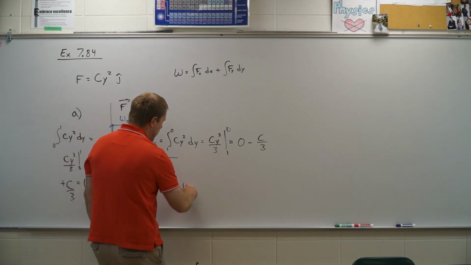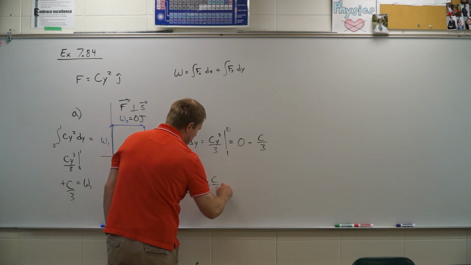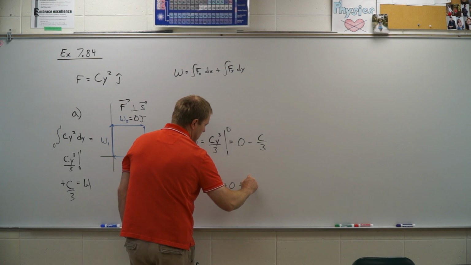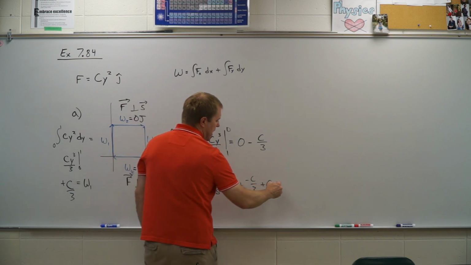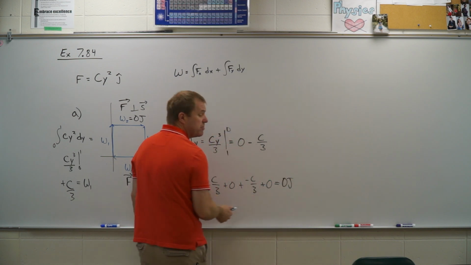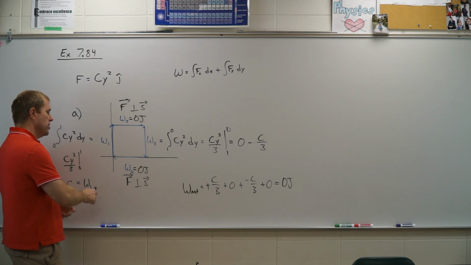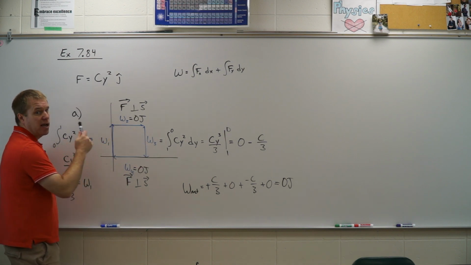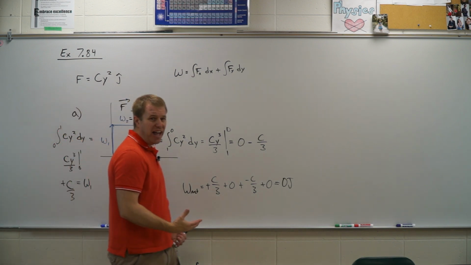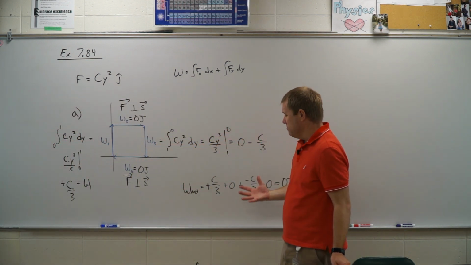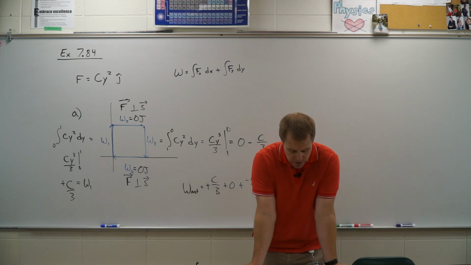And so now just to find my net work, I'm going to have a positive c over 3 plus 0 plus negative c over 3 plus 0. And so this all adds up to 0 joules, which means I have a conservative force. And that's how the box test works. You have to find each individual work, add them up, see if it equals 0, you have a conservative force. A lot of work for kind of a not so great fun answer of 0.